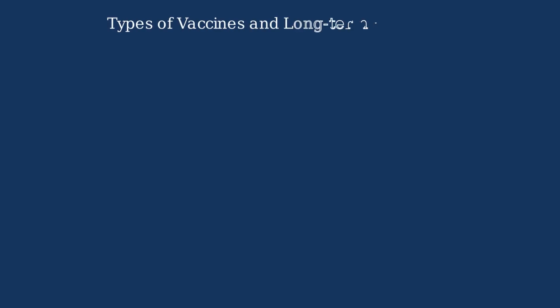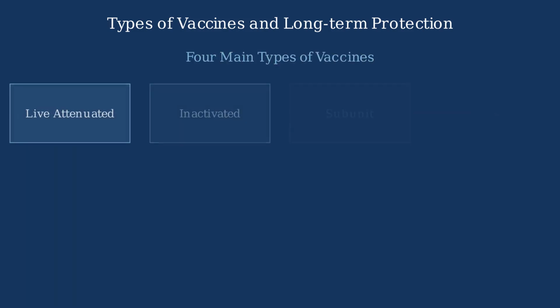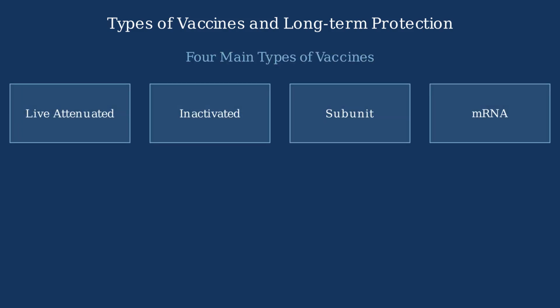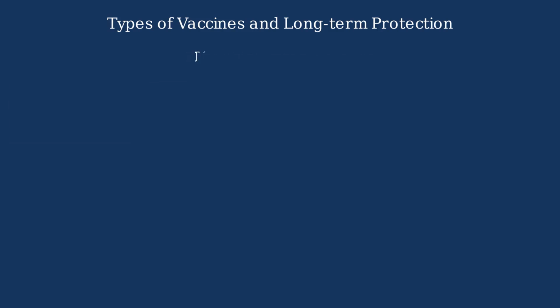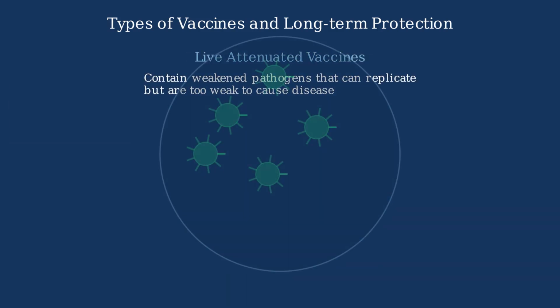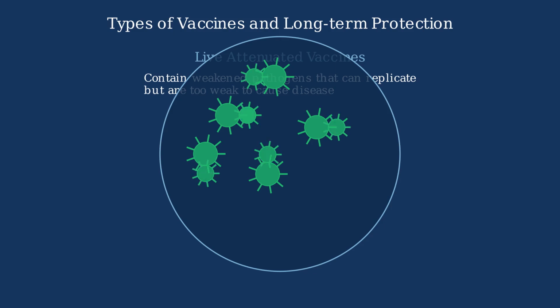Now let's explore the different types of vaccines and how they provide long-term protection. There are four main types of vaccines: live attenuated, inactivated, subunit, and mRNA vaccines. Live attenuated vaccines contain weakened pathogens that can still replicate in the body, but are too weak to cause disease.